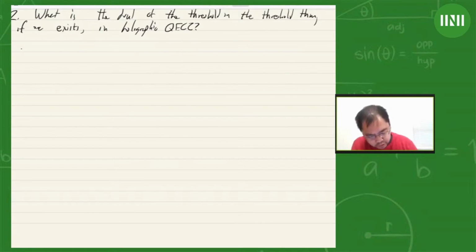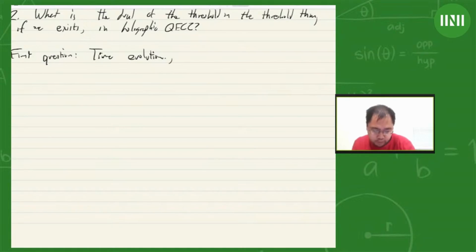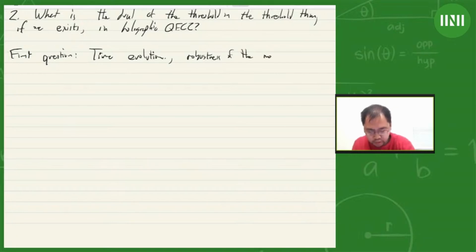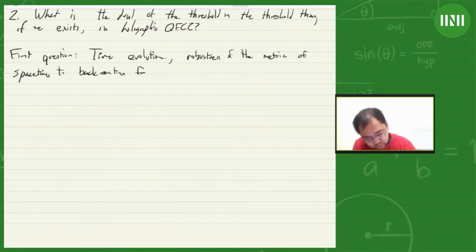Okay, so the answer to the first question is a little trivial. It's time evolution. And specifically, it's the robustness of the metric of the space-time to back reaction from small perturbations. Why do I say that?